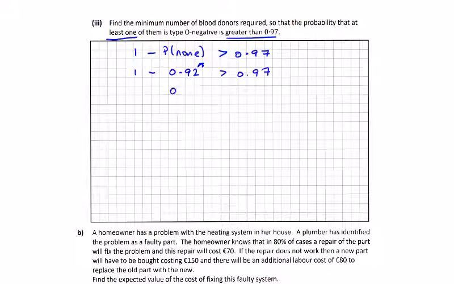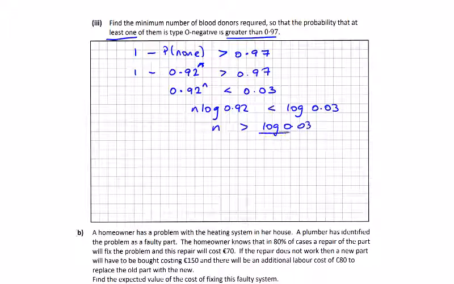So tidy it up, we can multiply by minus 1 and say 0.92 to the power of n. We'd have to reverse the sign, and that would become less than 0.03, and then we're going to have to reverse the inequality again when we divide by the log of 0.92, which will be less than 1, so we'll have to reverse that inequality again, just getting the log of both sides. So n is going to be greater than the log of 0.03 divided by the log of 0.92. So n has to be greater than 42.05. So n will be equal to 43.